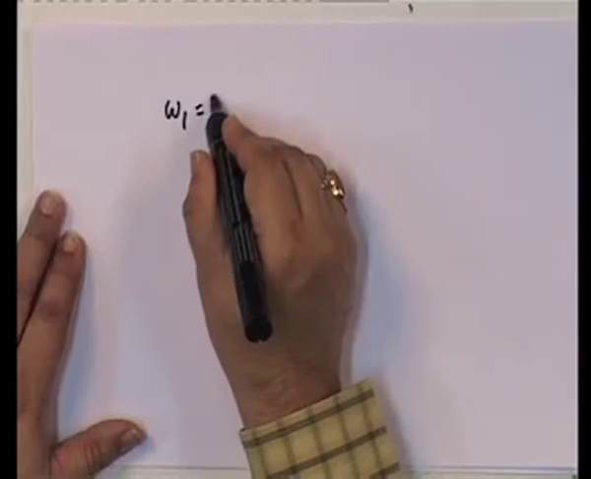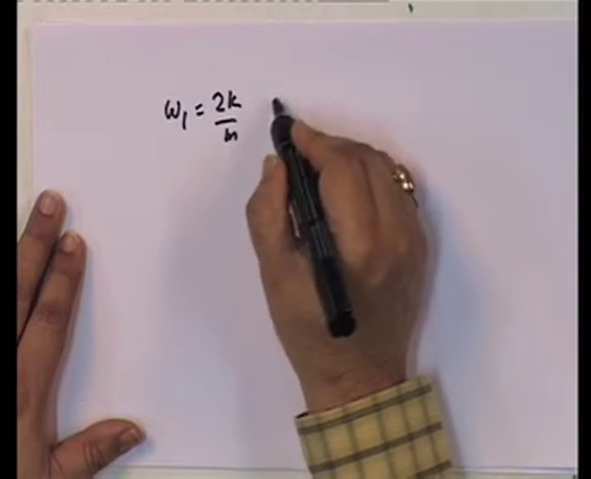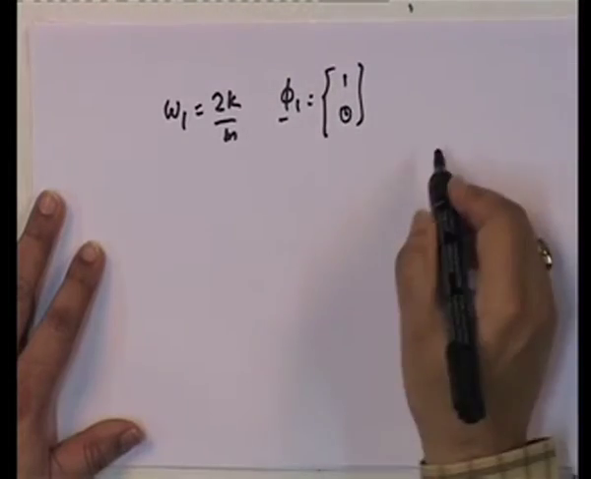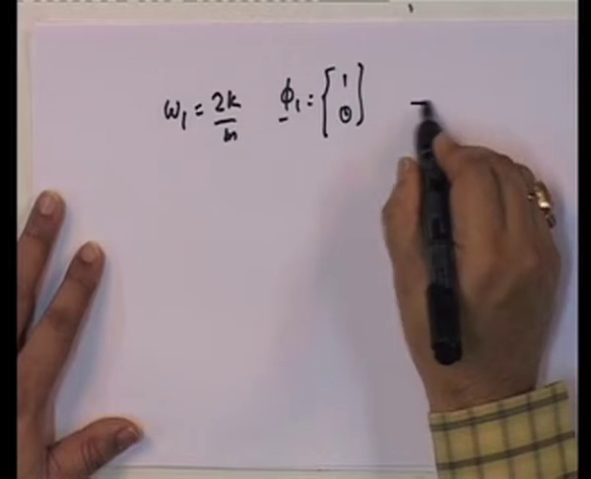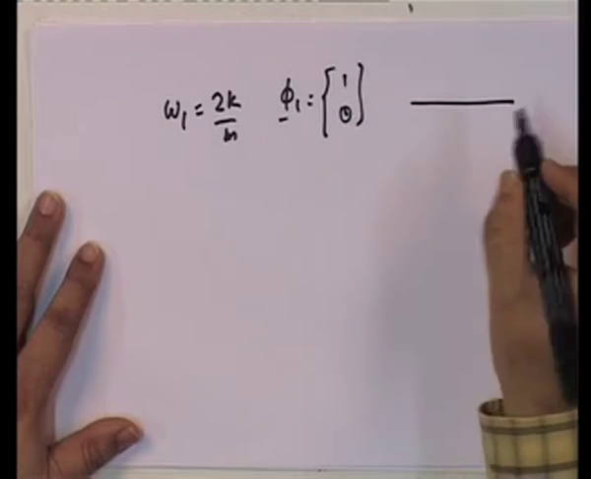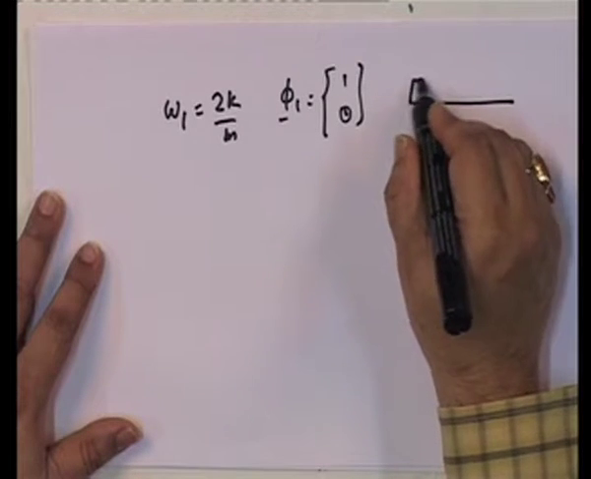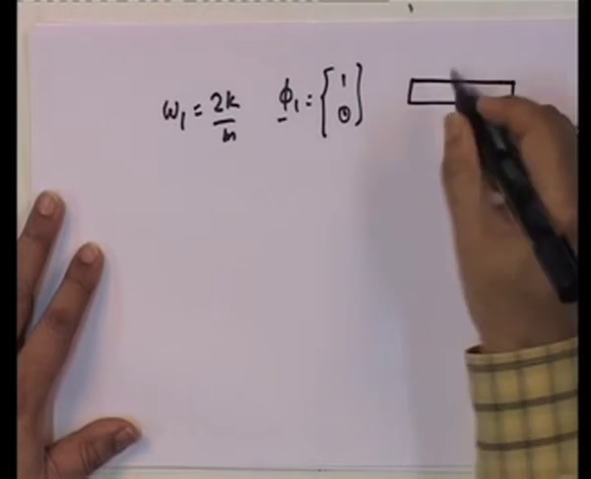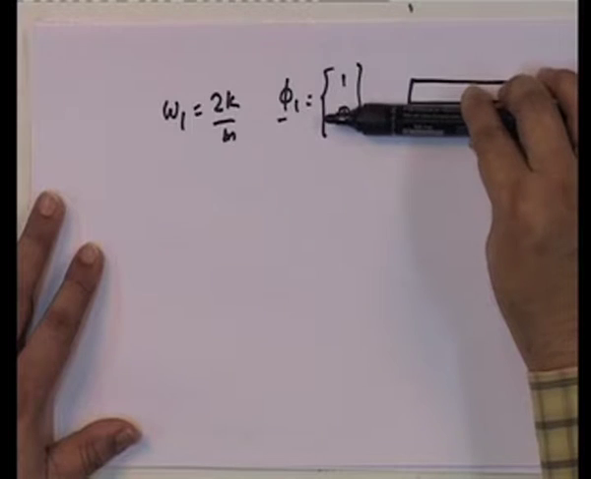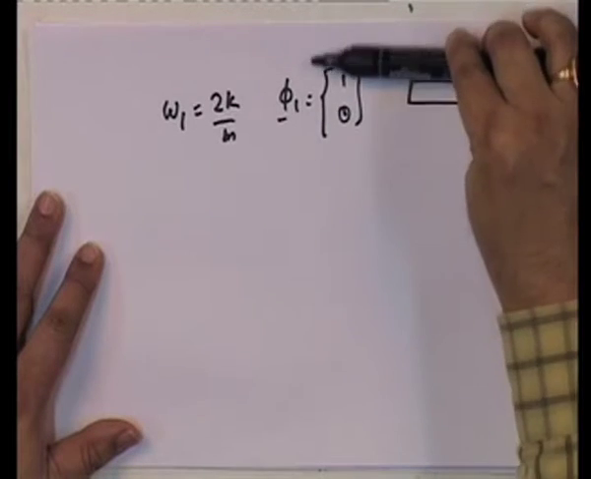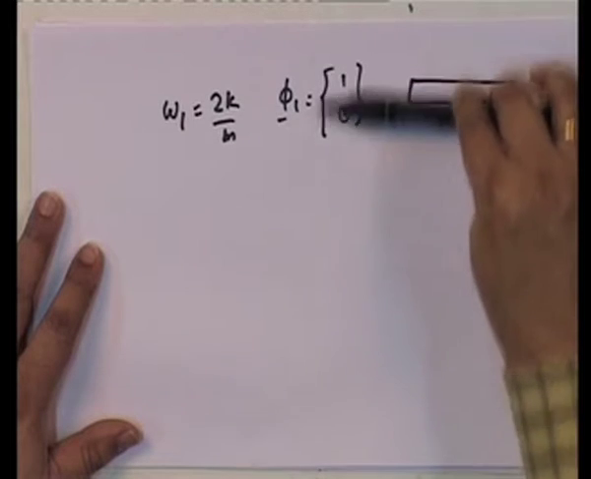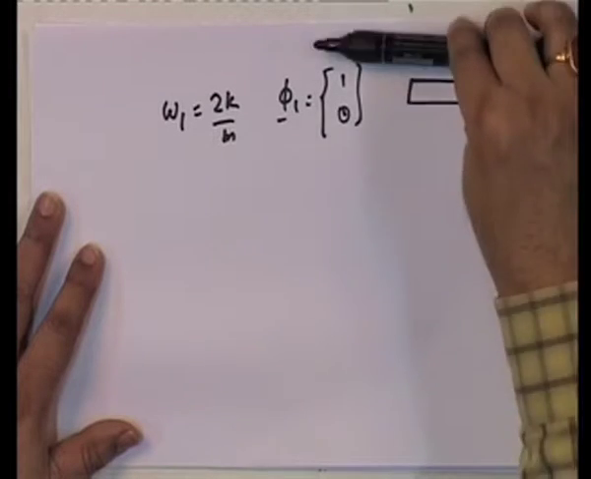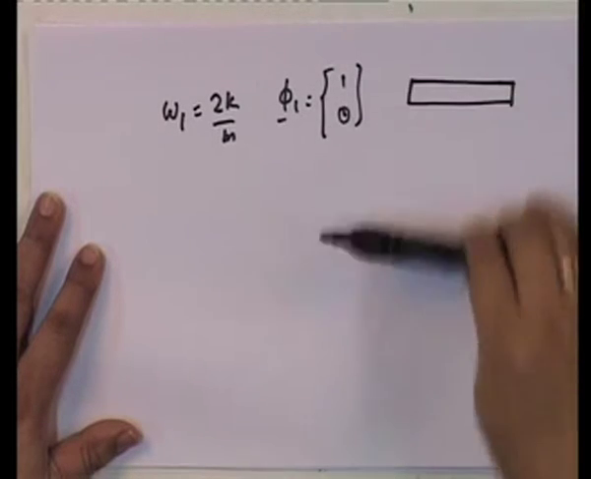Omega 1, root 2k by m, phi 1 is 1, 0. That means ux equal to 1 and u theta is equal to 0. What kind of mode shape is that? That means the vibration is in this fashion: this is the starting point, it goes here, comes down, goes here, comes down, exactly laterally. This is what it does. This is how the free vibration of this is.